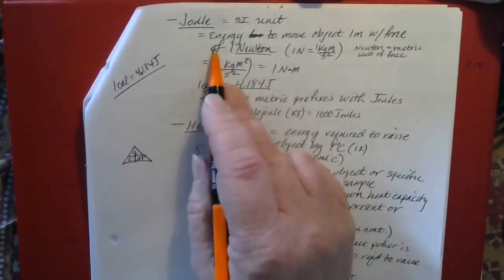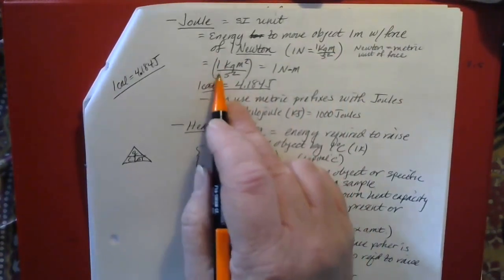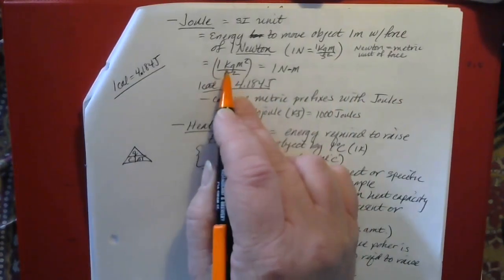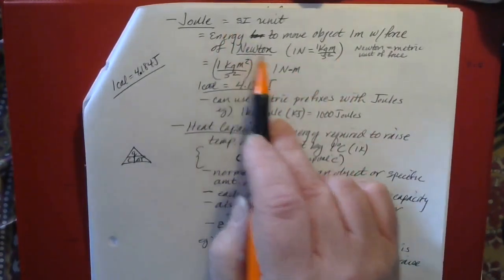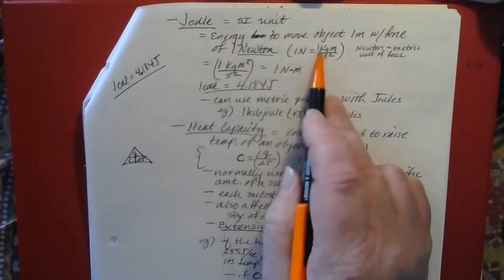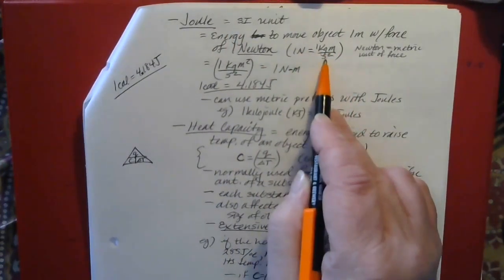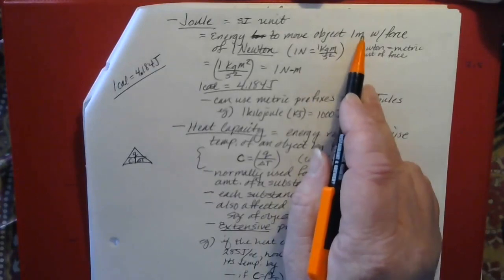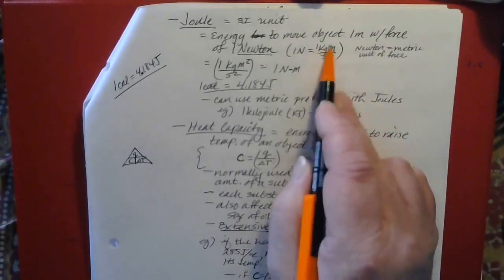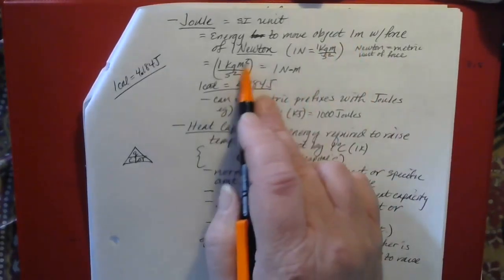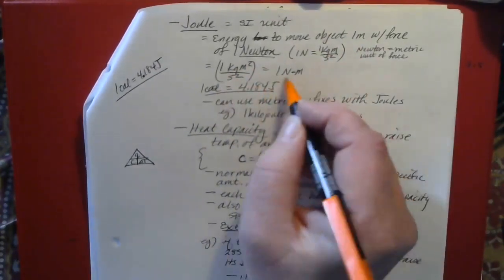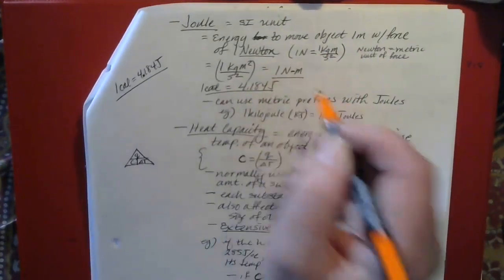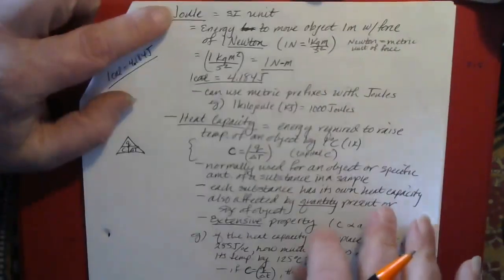So a joule would be 1 kilogram meter squared per second squared, because a joule is a Newton meter. That is, a Newton is 1 kilogram meter per second squared, and you're moving the object 1 meter. So when you multiply by meters, you get kilogram meter squared per second squared. Or you can also call the joule a Newton meter. But we'll just call them joules.